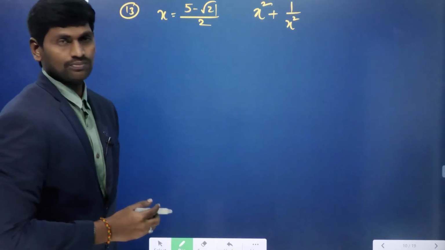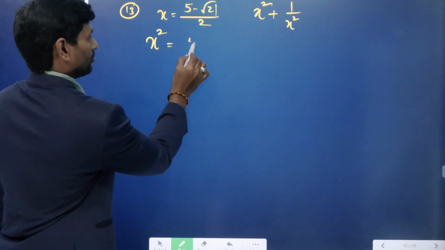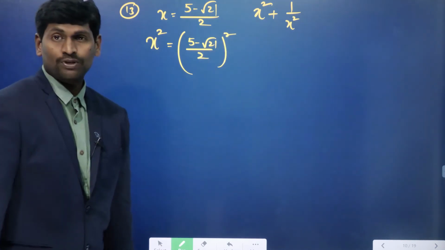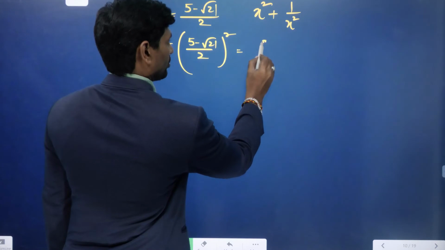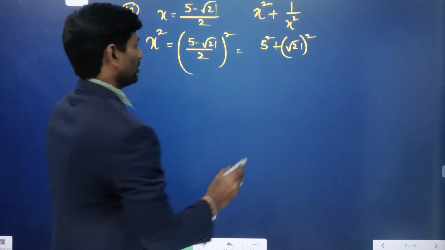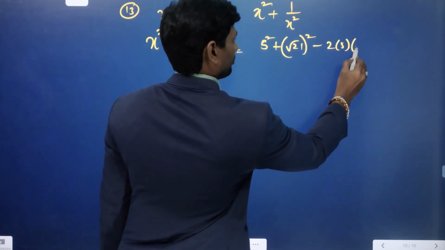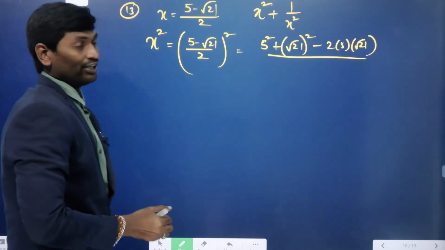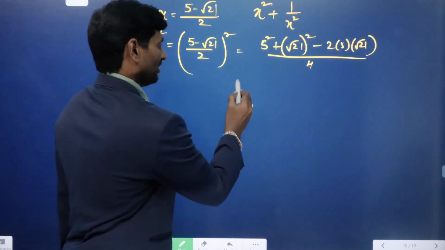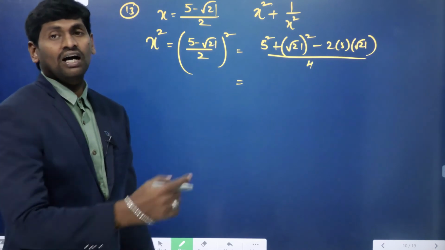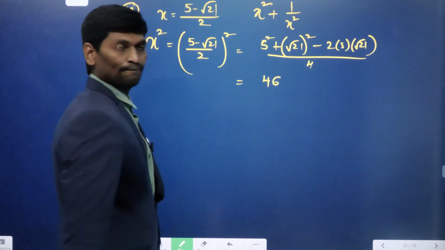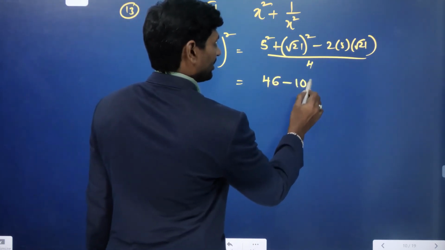Let us find the x square value. x square is (5 minus root 21 by 2) whole square. In the numerator we use the a minus b whole square formula. That means a square plus b square minus 2ab: minus 2 into 5 into root 21, and the denominator is 2 square, which is 4. Now here 5 square is 25, root 21 whole square is 21. So 25 plus 21 is 46, minus 10 root 21.